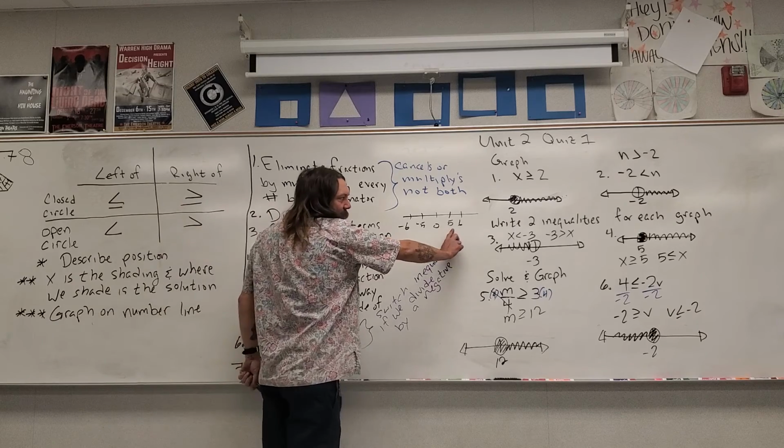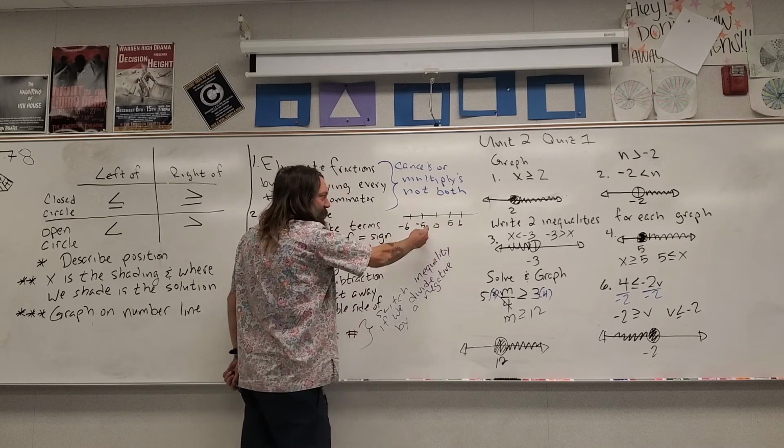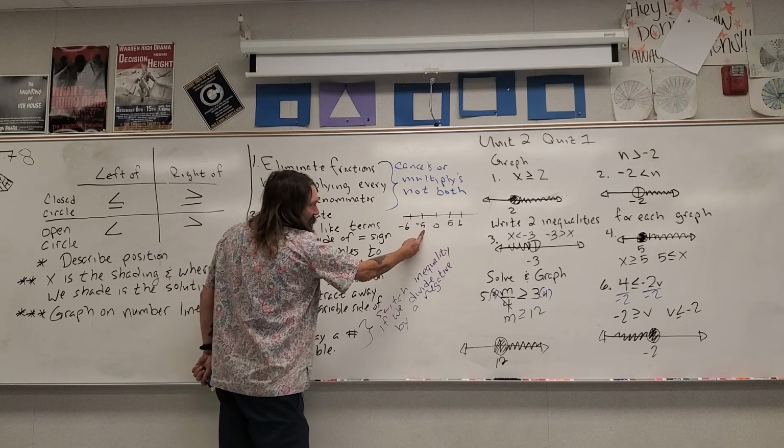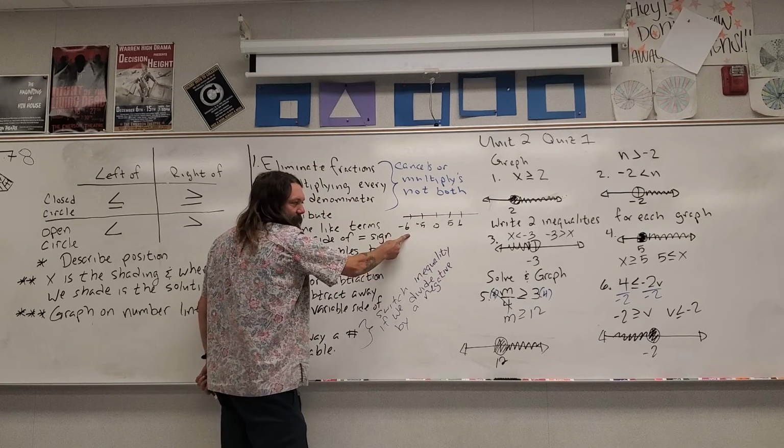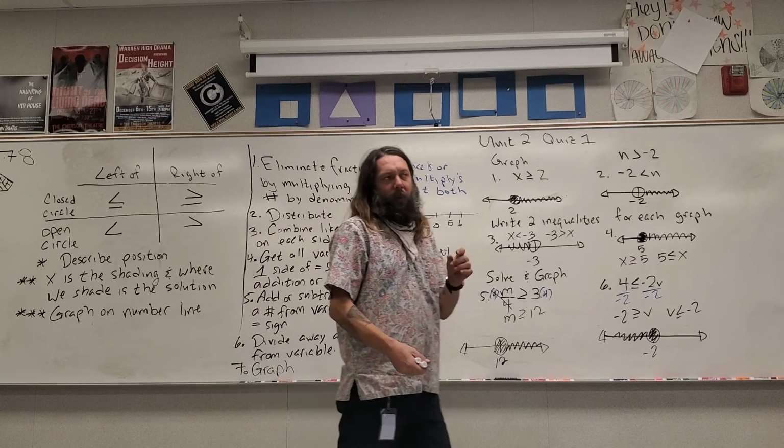So right here, 5 is on the left of 6. But if I change their signs, I've now changed their positions, and now -5 is on the right of -6. That is why when we divide by a negative, we have to switch the inequality.